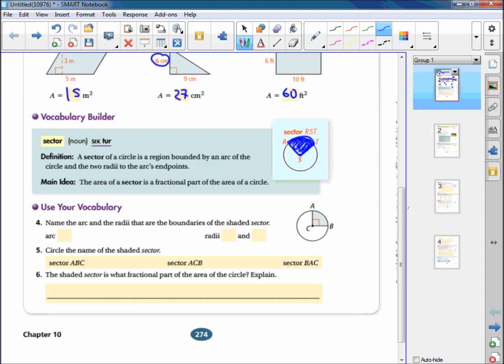Okay. So the area of the sector is the fractional part of the area of the whole circle. So last time we found the length of the arc by doing the fractional part of the circumference of the whole circle. This time we're going to do the fractional part of the area of the circle.